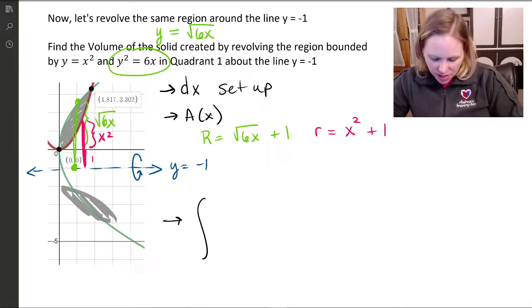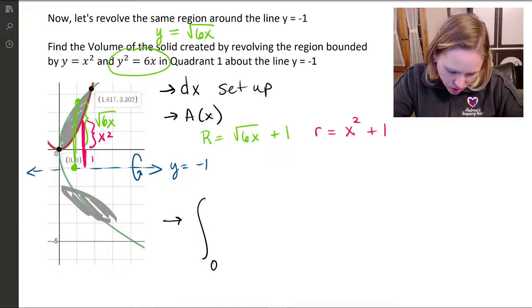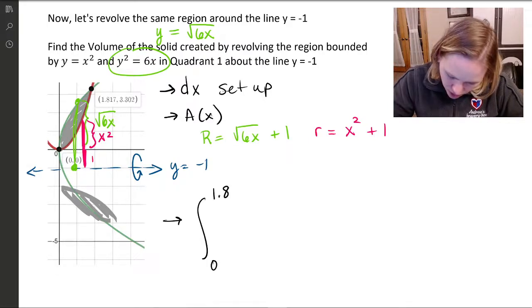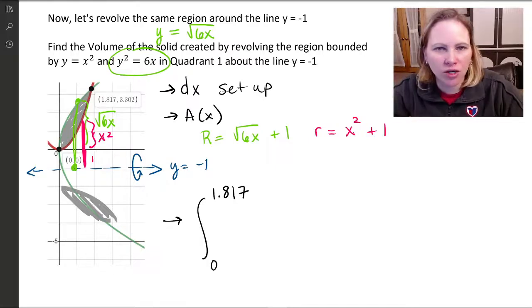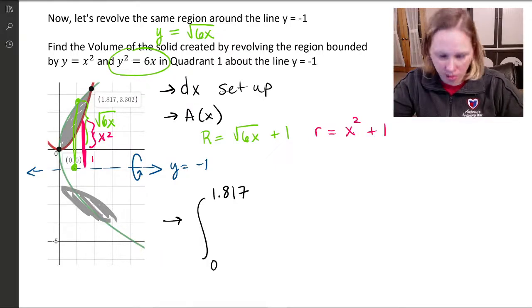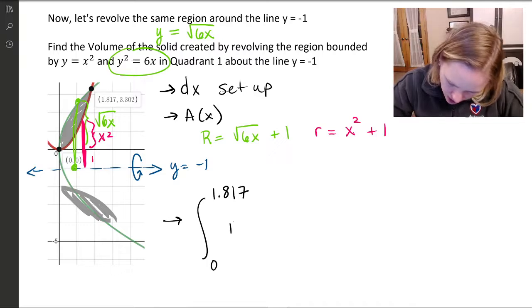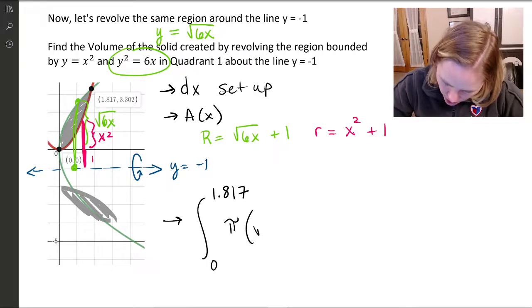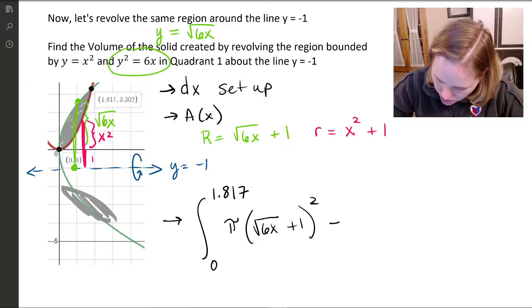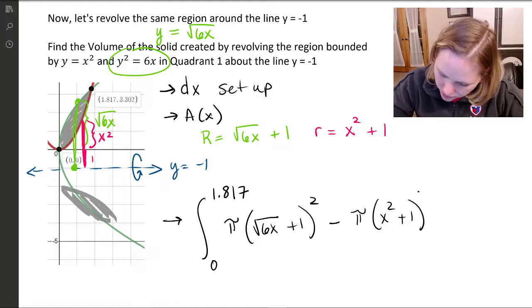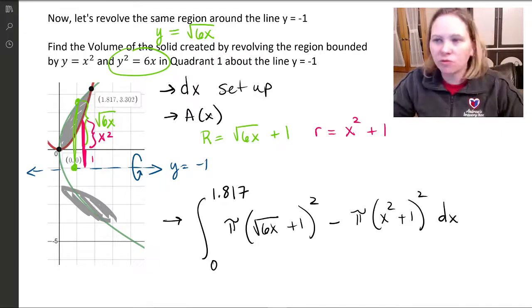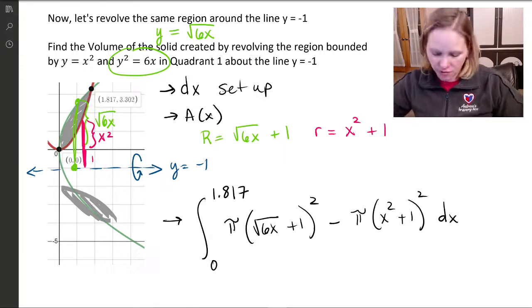So now I'm ready to set up my integral. I'm going to integrate, it's dx, so I'm going to go from 0 to the x coordinate, 1.817, which again, you would never want to use just that number. You would always want to go to the full 6 places or more. And I'm going to have pi times big R squared, wrap it up in parentheses, minus pi times little r squared. And this is what you would plug into your calculator to evaluate and find the volume.